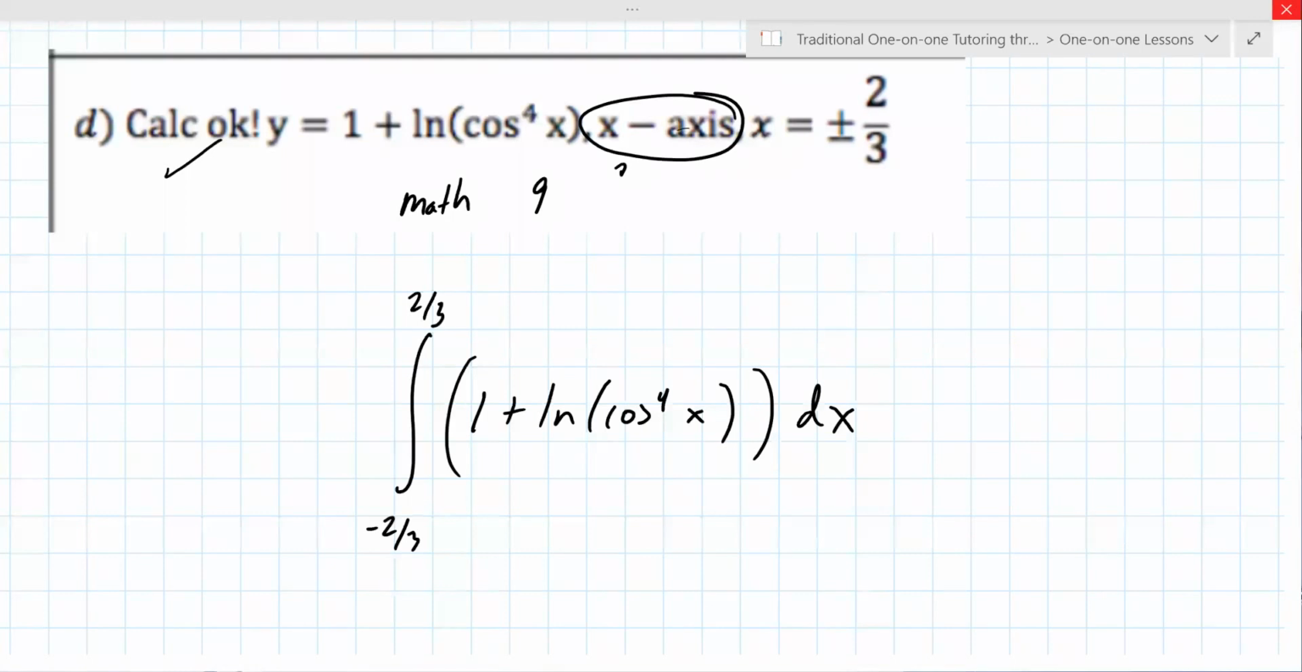All right, number 4. Is that okay? Is that where we're going? Yeah.